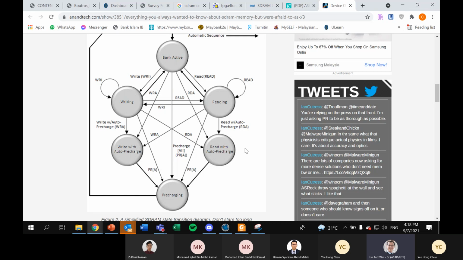So this is complete. If you can do this, of course, it's great. But I'm not requiring you to do this full state transition diagram. I'm only requiring you to do write followed by pre-charge and read followed by pre-charge, and specifically burst write and burst read.